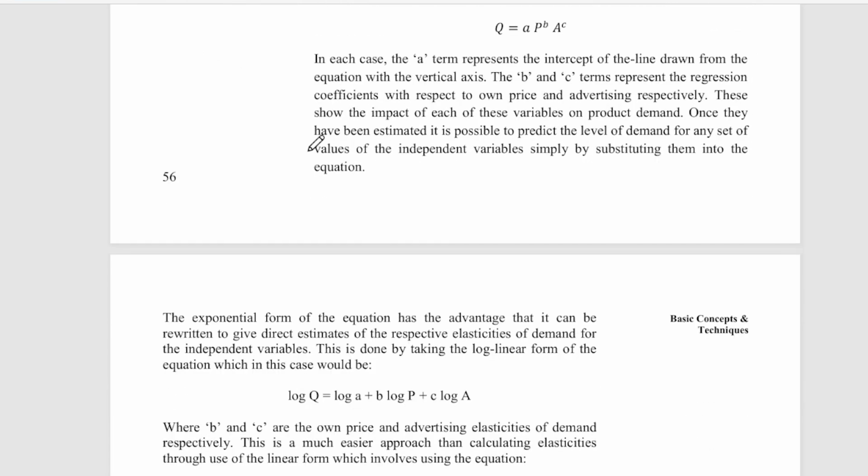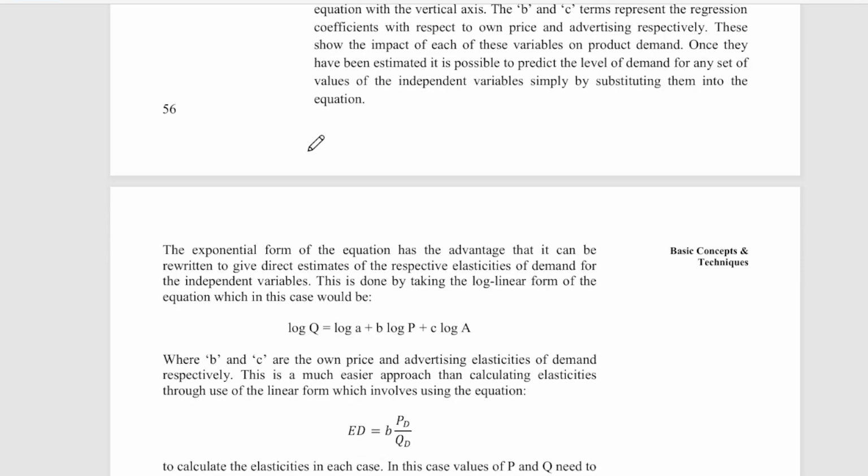In each case, the a term represents the intercept of the line drawn from the equation with the vertical axis, and the small letters b and c represent the regression coefficients with respect to own price and advertising respectively. So that is about that.